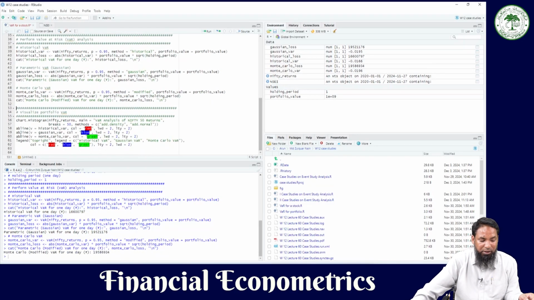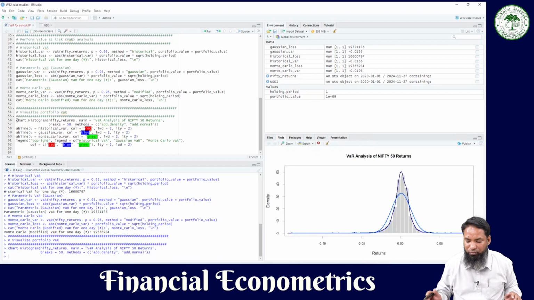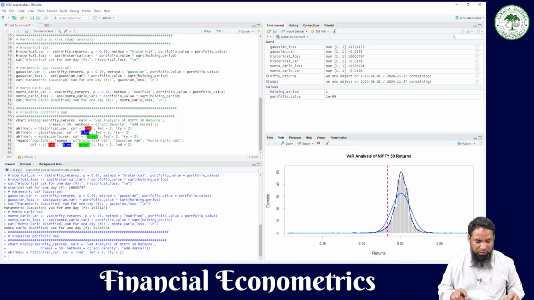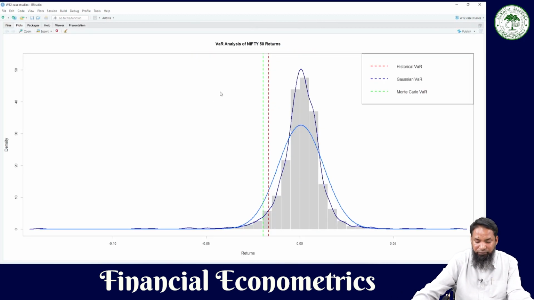This we have. Now let us visualize all those value at risk values in a single chart. So we are making a histogram. This is the first histogram, where we have the normal distribution. Now let us put the value at risk from the different methods here. If we look here, the historical value at risk is predicting less loss compared to the Gaussian and Monte Carlo value at risk approaches. In the parametric value at risk and the Monte Carlo simulation, we have almost the same amount of value at risk.